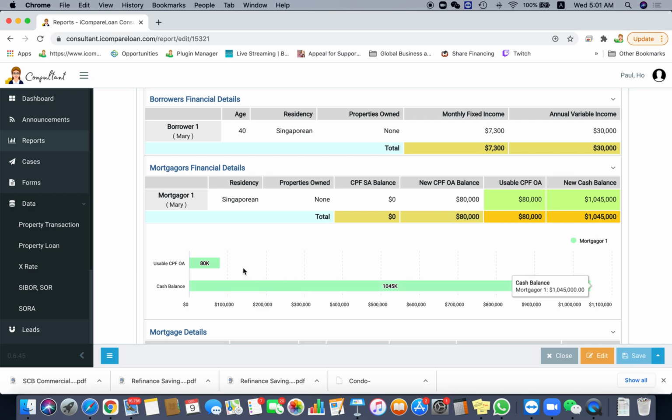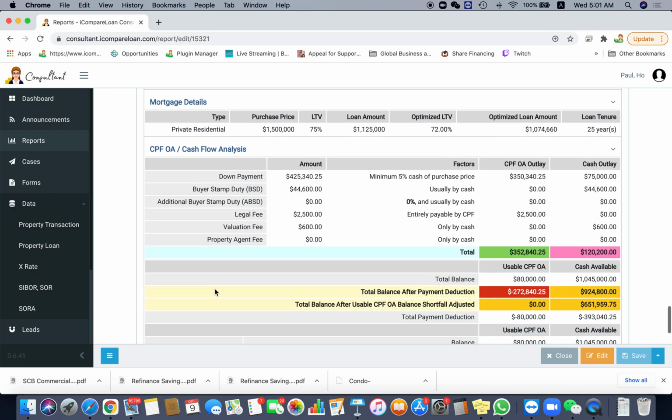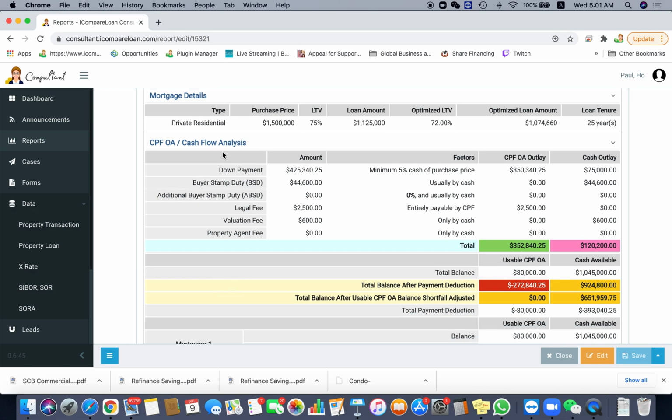Looking at this, she has a CPF OA of 80,000, and 1.045 million cash. And then let's have a look at the mortgage details. The mortgage details is of a private residential property, $1.5 million. Try to aim for 75%, 1.125. In fact, based on the system, it is estimated at 72% or 1.074. And looking at the CPF OA and cash flow analysis for the down payment, this whole thing is the down payment. 5% cash is 75,000, 20% CPF is 350,000, right?